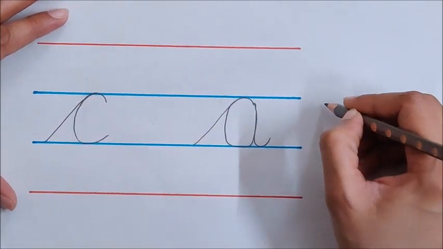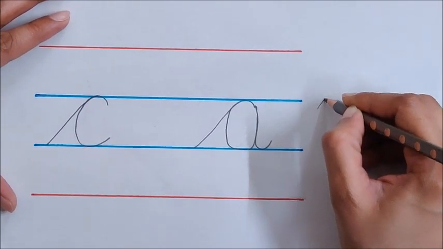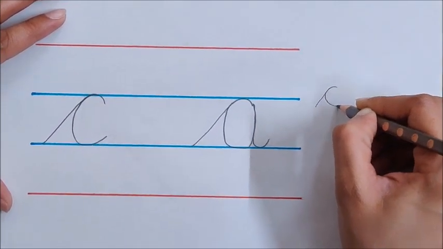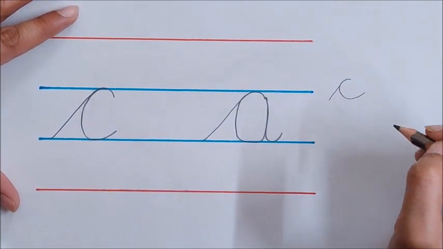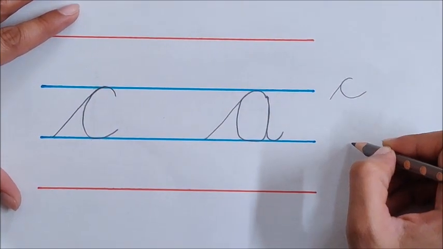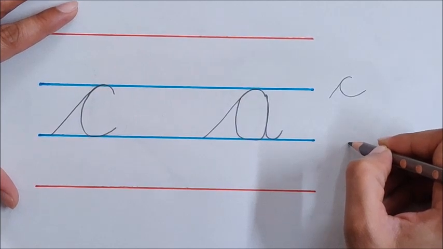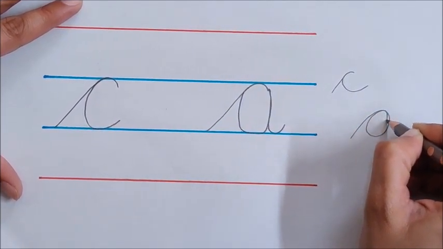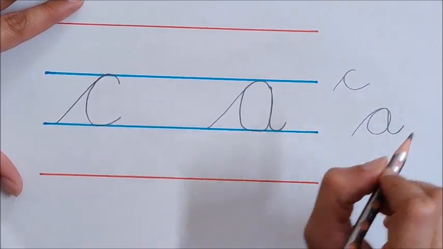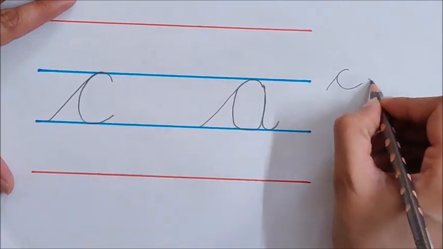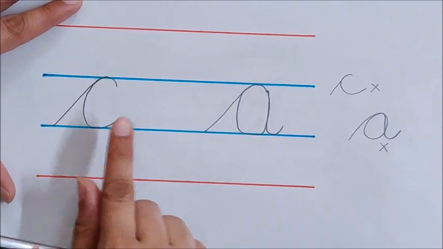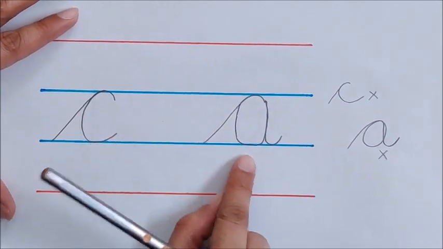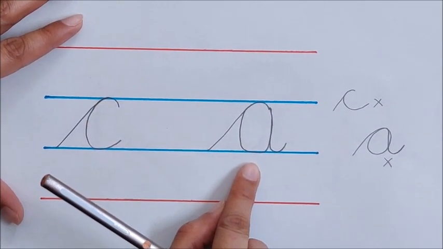Children, don't write C like this. And also, don't write A like this. This is wrong. Always write C and A like this, as I have shown you.